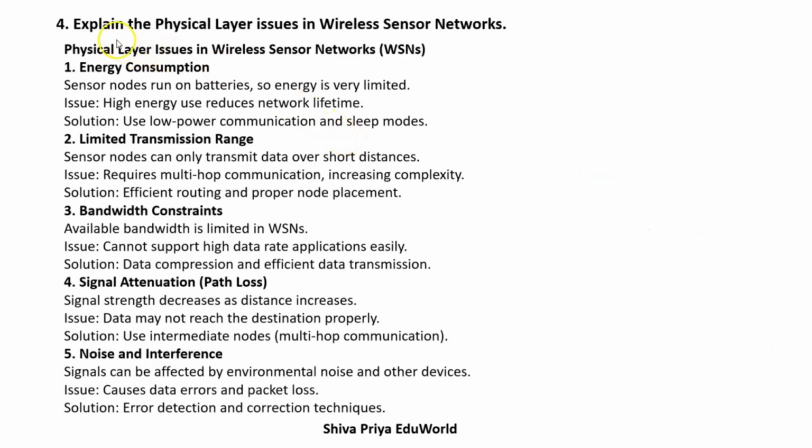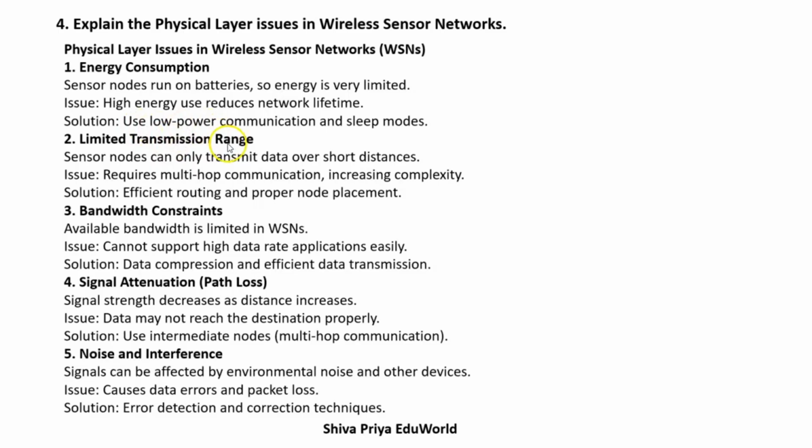And the next question is, explain the physical layer issues in wireless sensor networks. What are all the issues we face in the physical layer? Energy consumption is very high. This is the biggest issue that I can say. Sensor nodes run on batteries, so energy is very limited. The issue is that high energy use reduces the network lifetime as well. The solution is we have to use low power communication and sleep modes.